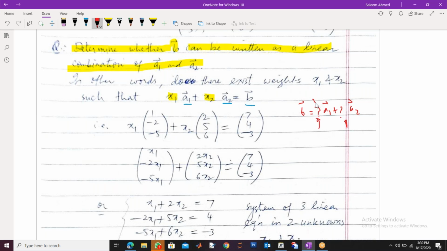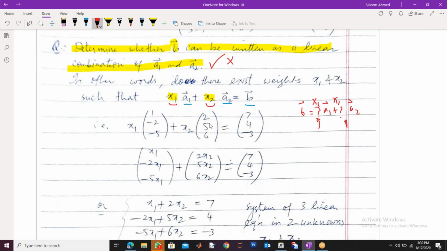So because these are unknown, we usually write unknowns as x1, x2. x1, x2 are the variables which are not known to me, right? So I made a question like this. I said, okay, let's multiply x1 with a1 and x2 with a2 and put it equal to b. If we can find this x1 and x2, then my answer will be yes, I can write b in terms of a1 and a2. If I cannot find x1, x2, then my answer will be no, I cannot write b as a linear combination.